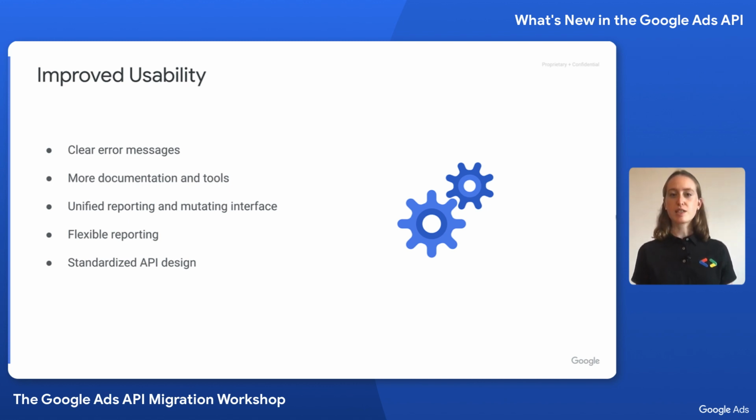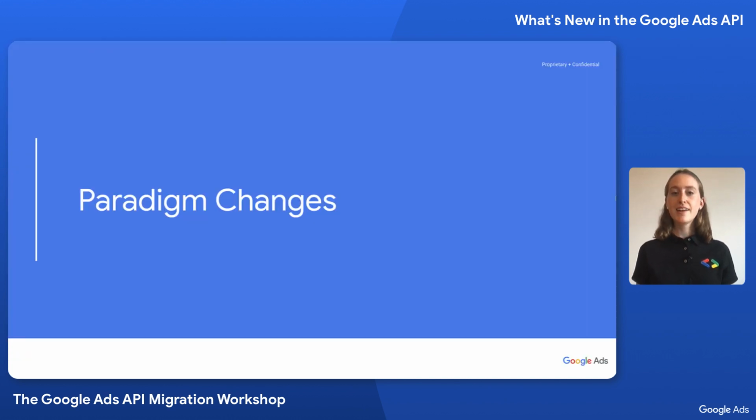Then we have more flexible reporting through the new Google Ads query language, and a shift from defined reports to a more flexible and intuitive resource-based paradigm. And lastly, the Google Ads API follows the latest API design standards for a more consistent developer experience across this and other Google APIs. Now I want to talk about some of the paradigm changes that will affect how you work with the Google Ads API in contrast with the AdWords API.